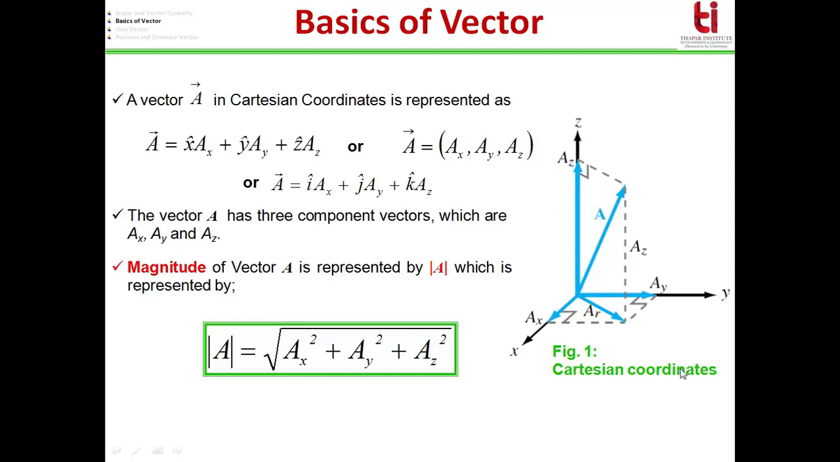Therefore, the magnitude of vector A is represented by mod of A, which is given by the summation of squares of all the direction components. That is, mod of A can be written as the square root of Ax square plus Ay square plus Az square.